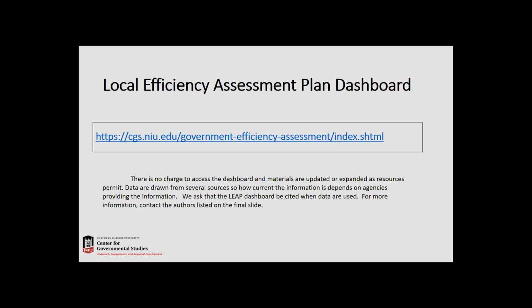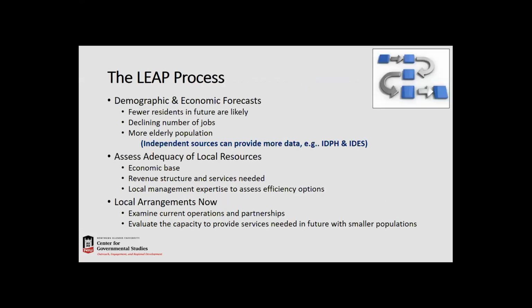The URL is up on the screen now, so you can look at that if you want to. Essentially, the dashboard is there to assist you in making decisions, and hopefully there is a LEAP group here, a group of maybe 20 or 30 people in your county or your city, that is trying to work its way through this process. We talked about this briefly earlier, and so this just gives you a little bit more information on what we're including in each one.